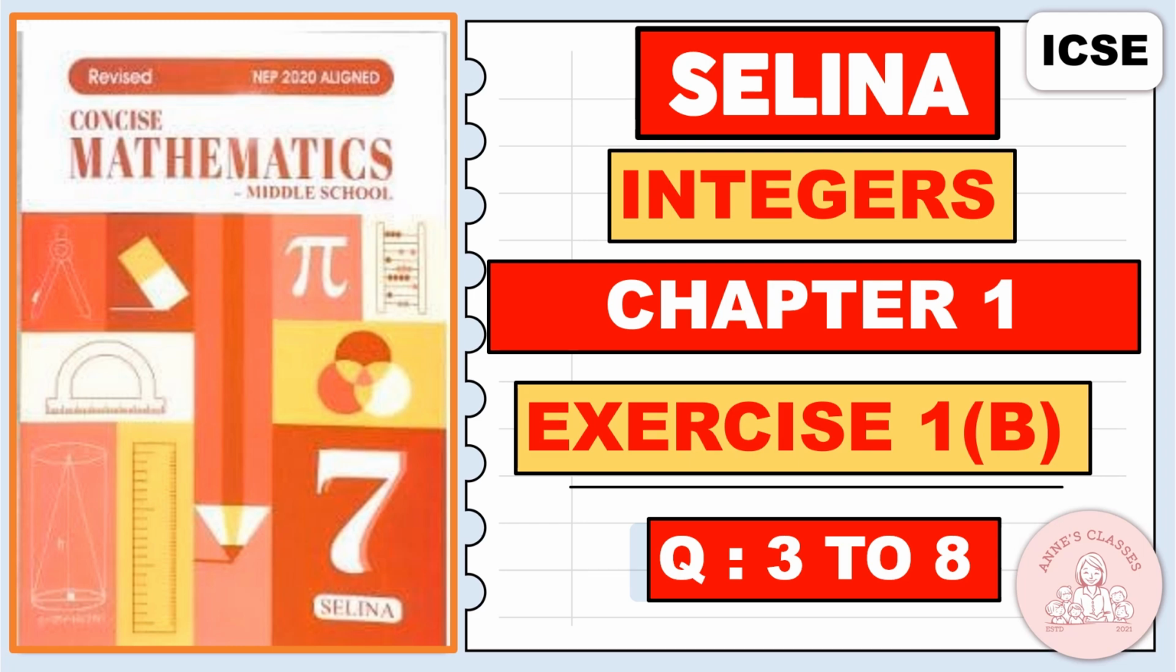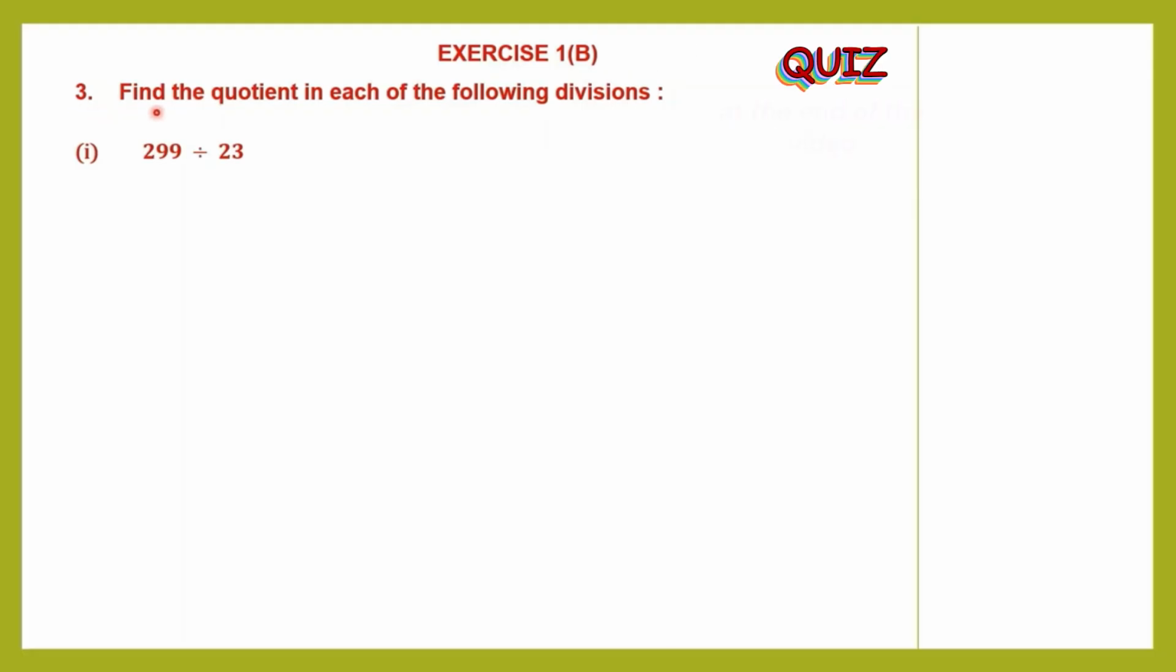Let's do integers exercise 1b. Here with question 3. Find the quotient in each of the following divisions. Quotient is the answer that you get when you divide two numbers. So here question 1, let's divide 299 by 23.